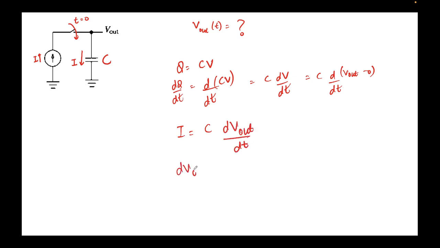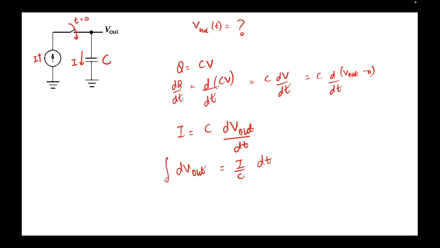Now I'll rearrange the terms and take dv out to the left side. It becomes I over C dt. This is the differential equation that we have obtained. Note that I is a constant because we are given an ideal constant current source. So I is a constant, and C is a constant, as we have assumed.